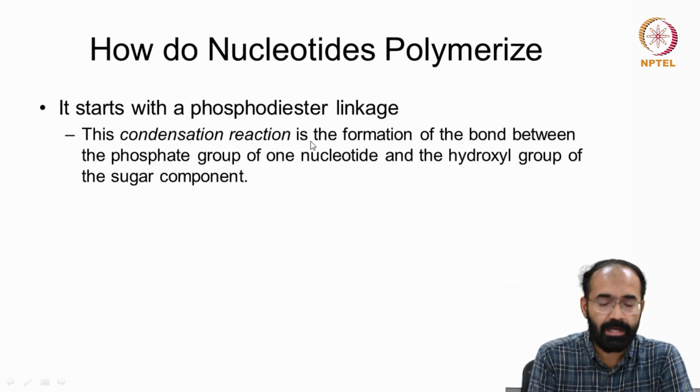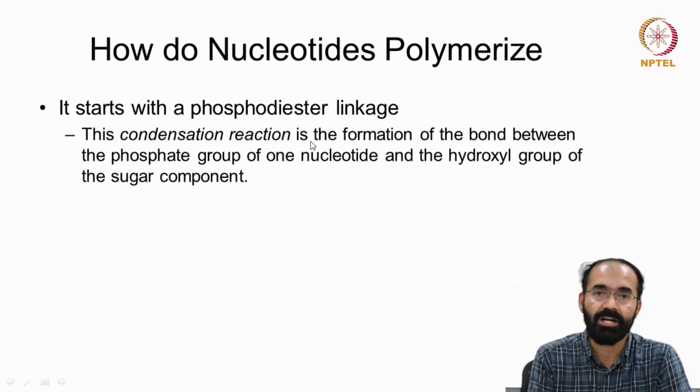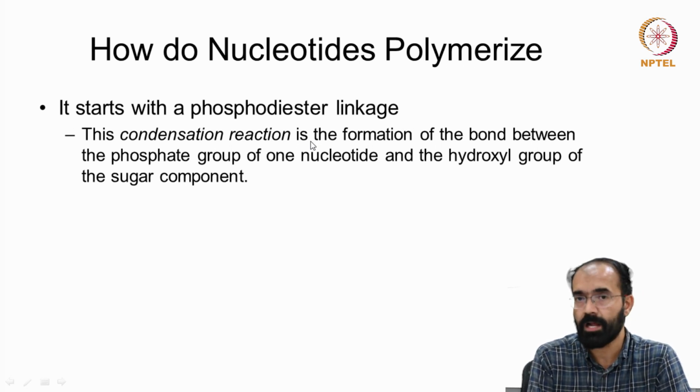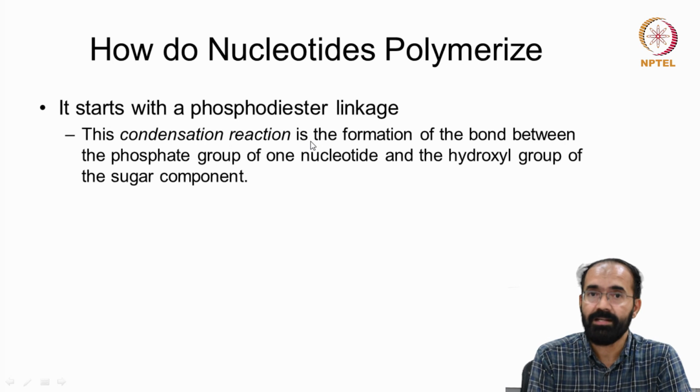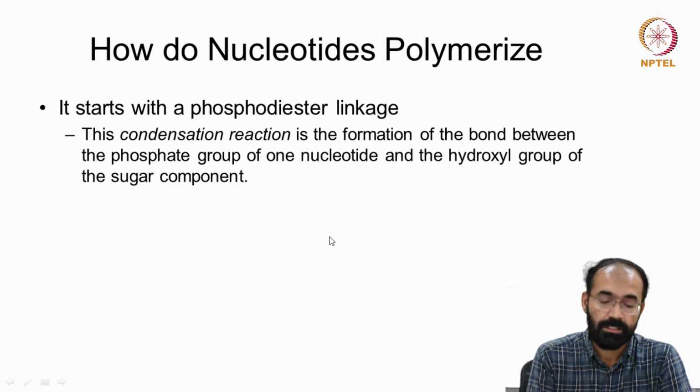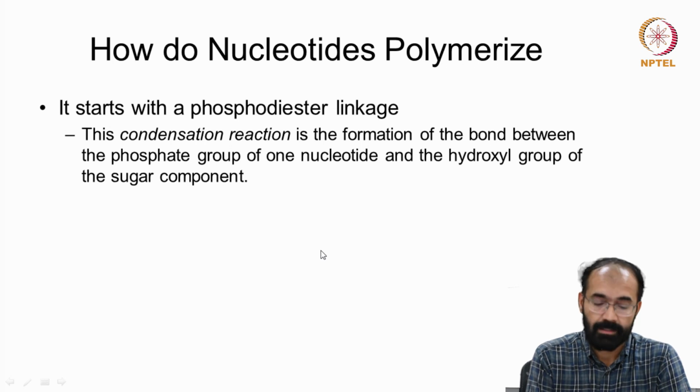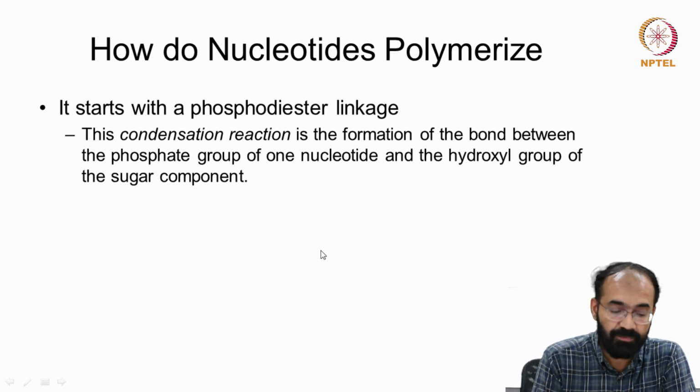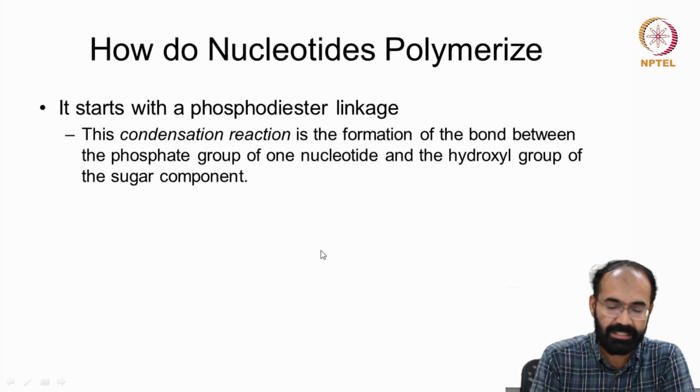And the sugar, like I told you in the previous class, has 5 carbons. Carbon number 1, carbon number 2, carbon number 3, carbon number 4, carbon number 5. So the phosphate reacts with carbon number 5, and downstream, the 3' carbon participates, and the 5' end reacts with the phosphate group. Like that the chain continues.